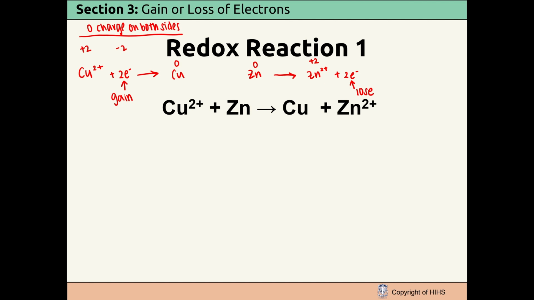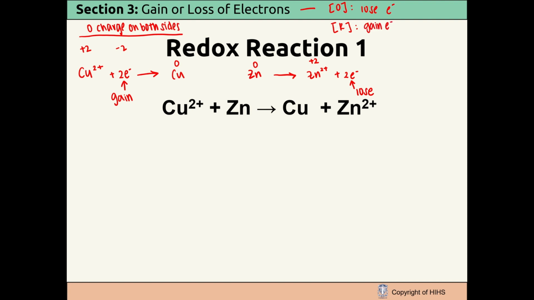Recall again, if it's oxidation, do you gain or lose electron? And for reduction, is it a gain or a loss of electron? For oxidation, we lose electron. For reduction, we gain electron.